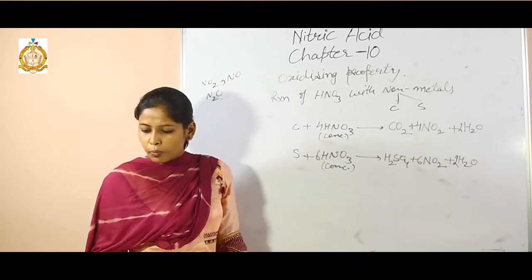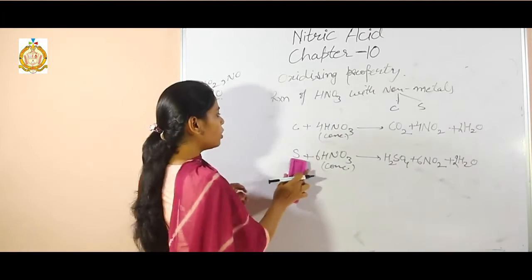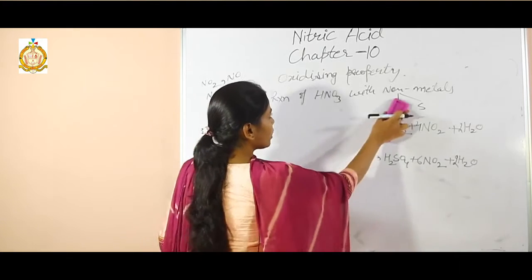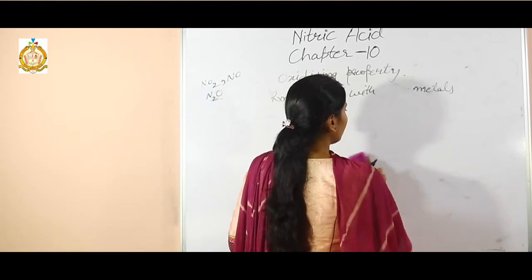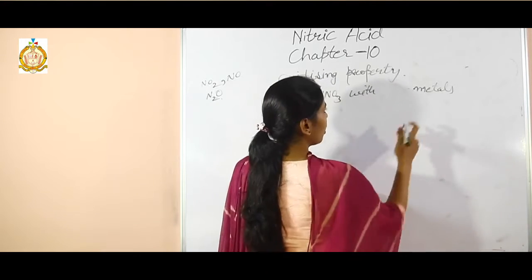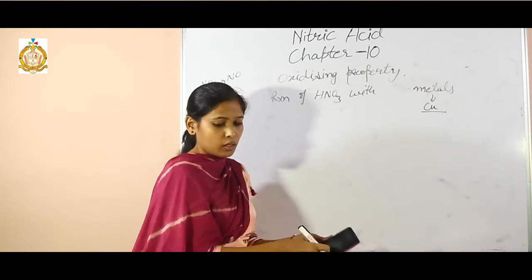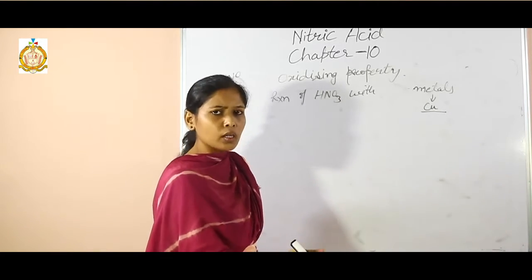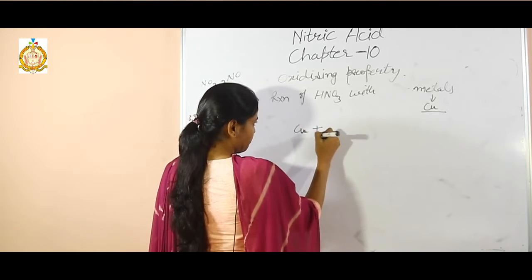And next one is the action of nitric acid on metals. Now instead of non-metals, we can take metals like copper, zinc. Mainly the reaction is asked in the exam for copper metal. It is very important. It is in the syllabus. So similarly we can write with the other metals also. So I will explain only copper metal.